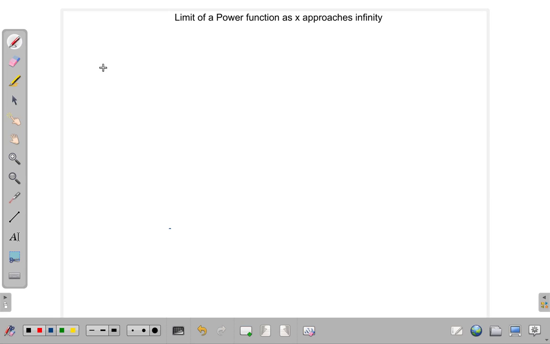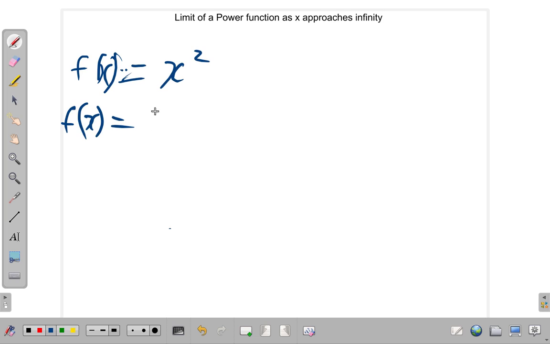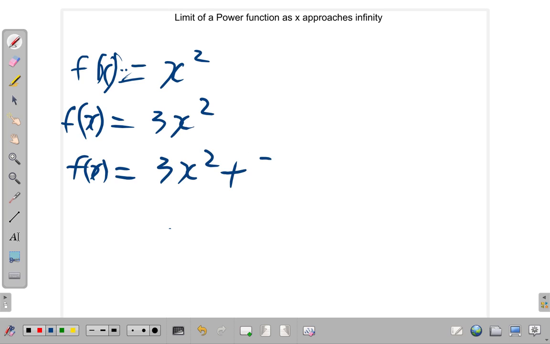Let us look at these polynomials. We have f of x equals x squared. f of x is equal to 3x squared. f of x is equal to 3x squared plus 5. Now, how do they behave? What is the limit of these polynomials as x tends to infinity? We want to find the limit of all of them as x tends to infinity.